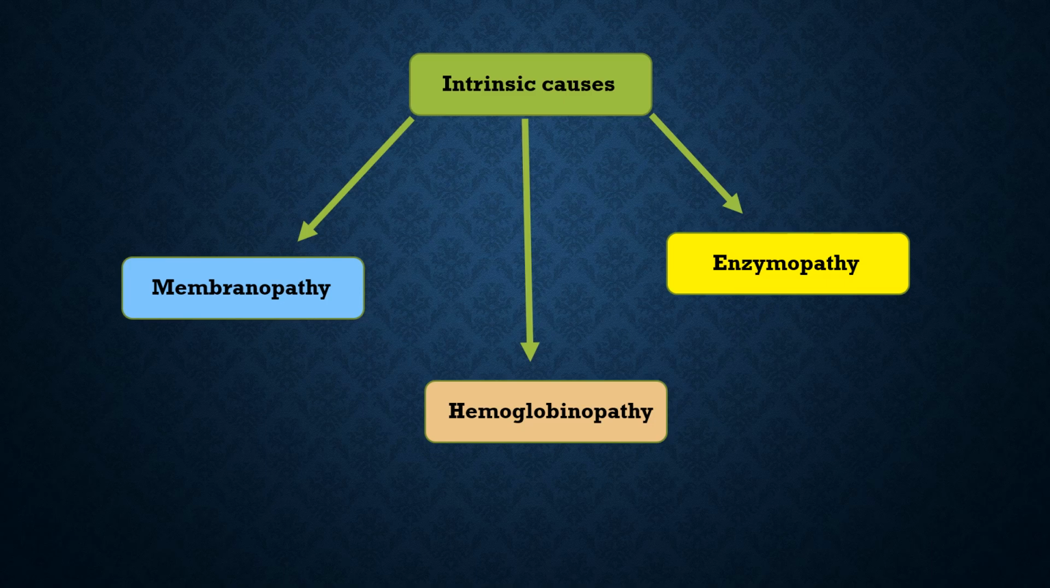So these are the three intrinsic causes of hemolytic anemia: membranopathy, hemoglobinopathy, and enzymopathy. Membranopathy is associated with the RBC membrane protein, hemoglobinopathy is associated totally with hemoglobin, and enzymopathy is associated with two distinct enzymes, glucose 6-phosphate dehydrogenase and pyruvate kinase.